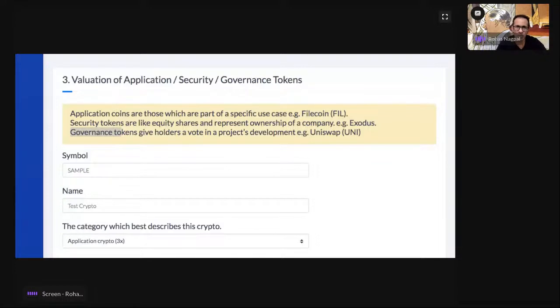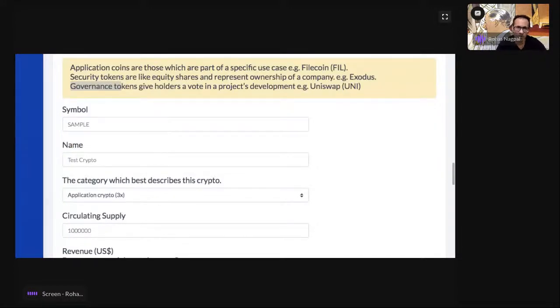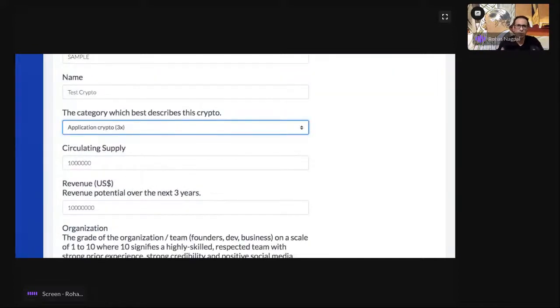Awesome. Now, to value it, the first step is to enter the symbol and the name. I'm just taking a random example, it's not a real crypto, so I've used sample as a symbol and test crypto as the name. The first thing we need to answer is what category this crypto comes under. Is it an application crypto, governance, or security? Next to it, you will see the multipliers. We'll go deeper into the formula later, but as you can see, governance cryptos have the lowest, next is application, and security crypto will be highest because it is giving you ownership. So let's say in this example, it's an application token.